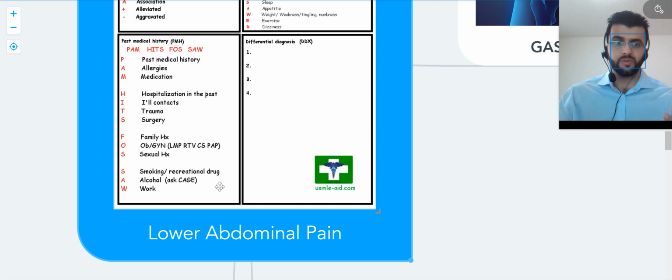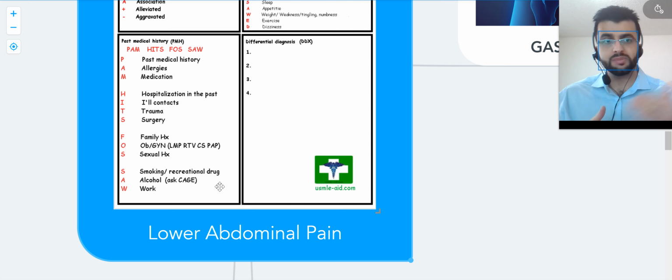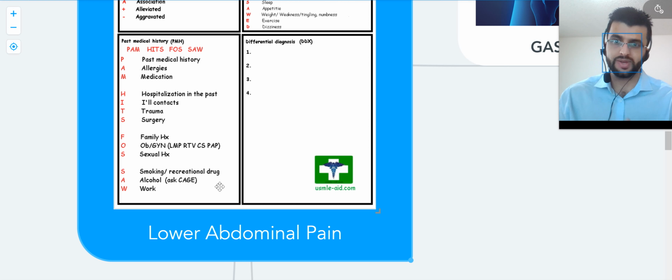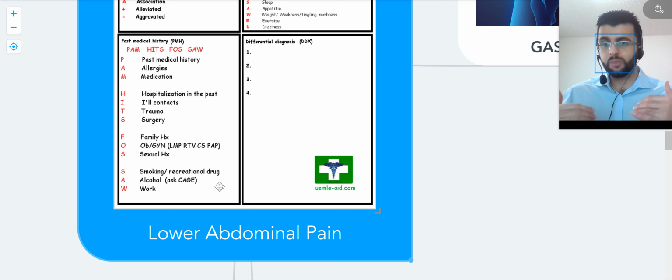And then alcohol. Do you drink alcohol? And if they say yes, you CAGE them. C, have you ever thought of cutting down on alcohol? A, have you been annoyed by people's comments on your drinking? G, for guilty. Have you ever felt guilty about your drinking habit? E, have you used alcohol as an eye opener in the morning?